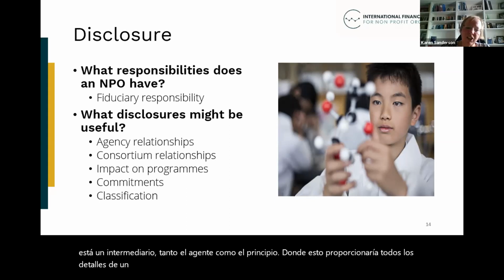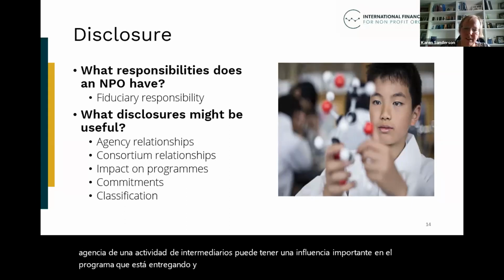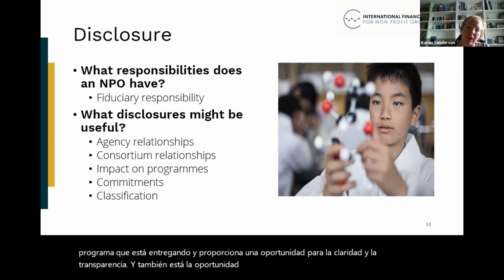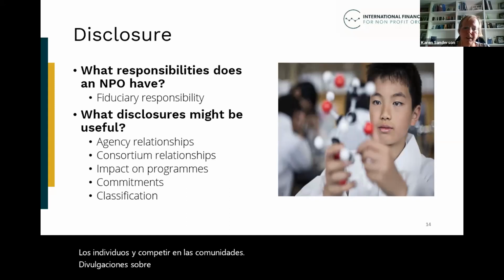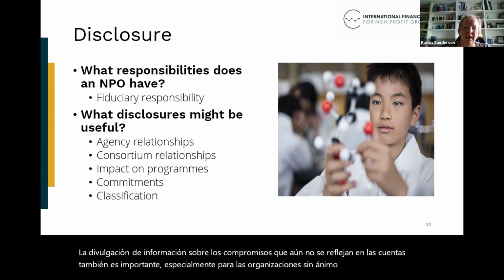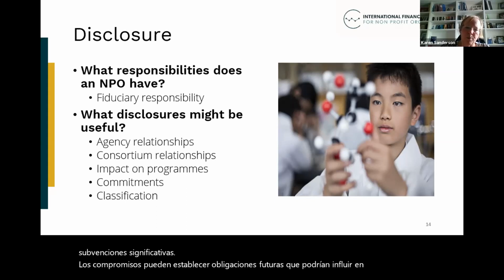And this is because the agency element of an intermediary's activity may have an important bearing on the program it's delivering. And it provides an opportunity for clarity and transparency. And there's also that opportunity to set out the impact of those programs on individuals and communities. Disclosures about commitments not yet reflected in the accounts are also important, particularly for non-profit organisations that award significant grants. Commitments can set out future obligations that might have a bearing on the future operations and activities of a non-profit organisation.